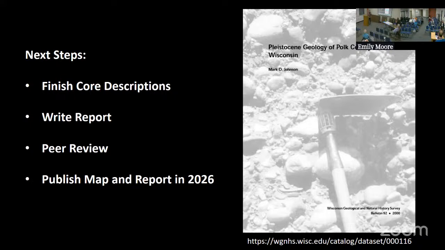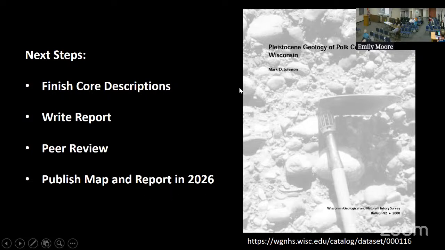Okay, next steps for the glacial geology. Finish the core descriptions. We're still analyzing some of the cores. We have enough of the analysis done to make the map, but we archive all the information, so they'll be split, photographed, and subsampled, and that'll all live in Mount Horeb. We'll write a report for this. That has to be reviewed externally, internally, and then we'll publish that sometime in 2026.